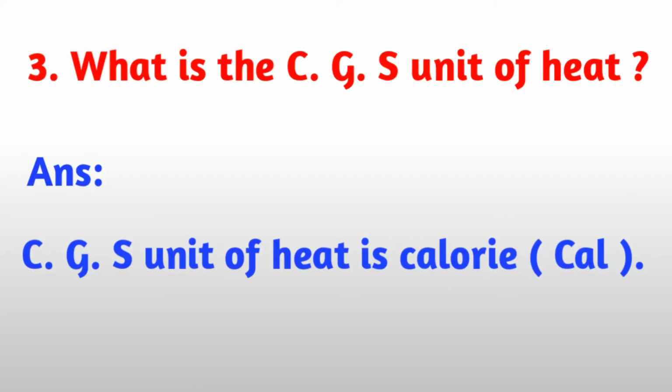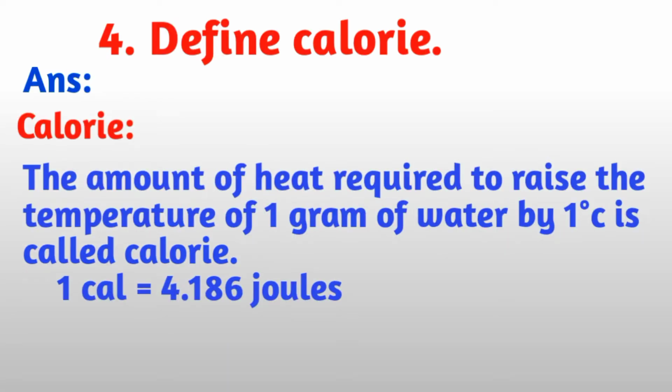What is the C.G.S unit of heat? C.G.S unit of heat is calorie. Define calorie. The amount of heat required to raise the temperature of 1 gram of water by 1 degree Celsius is called calorie. 1 calorie is equal to 4.186 joules.